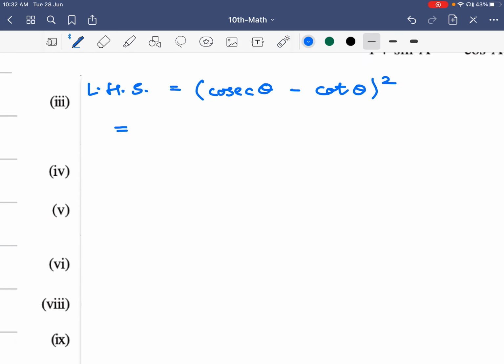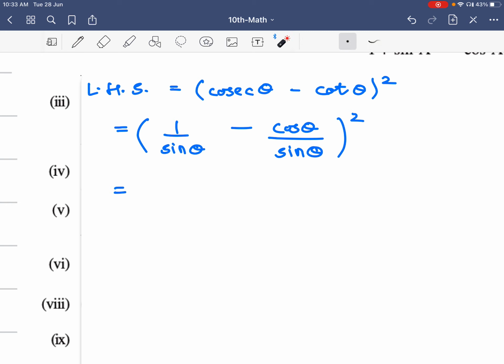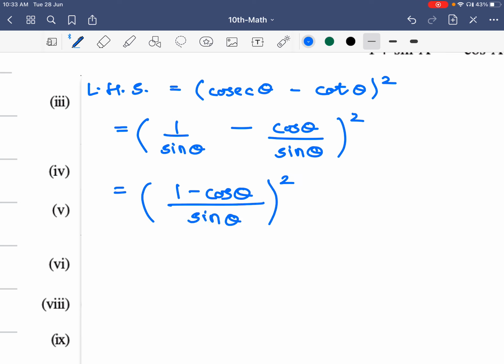This is going to be 1 upon sine theta, because cosec theta is 1 upon sine theta, minus cot theta, which is cos of theta upon sine of theta, and this is the whole square. Now let's solve. Inside the bracket this is a subtraction, a minus b, and the denominators are the same, sine of theta. So this will be 1 minus cos of theta, and our denominator was sine of theta. And don't forget the whole square.